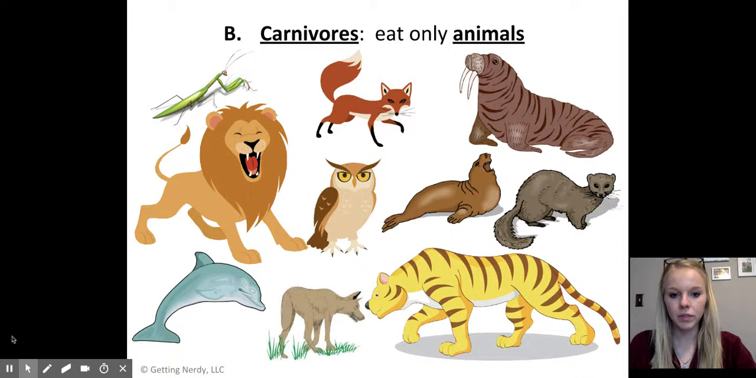The next type of consumer is carnivore. Carnivores eat only animals. The prefix carne means meat. Carnivores have sharp, pointed teeth for hunting prey and tearing into the meat.